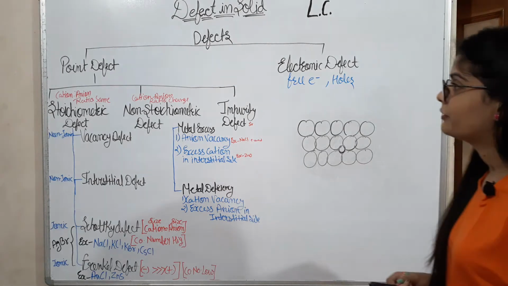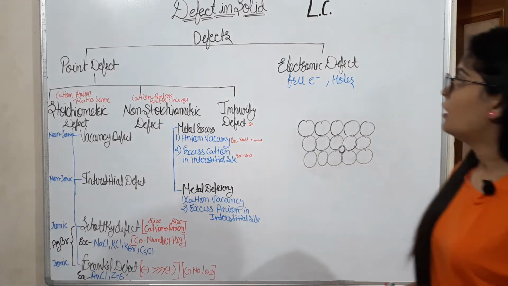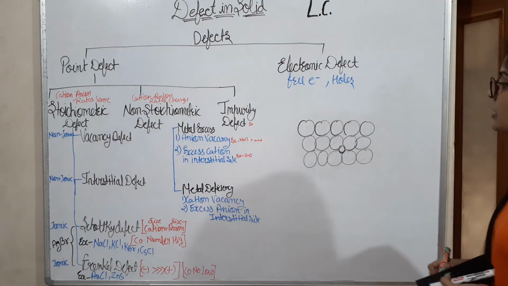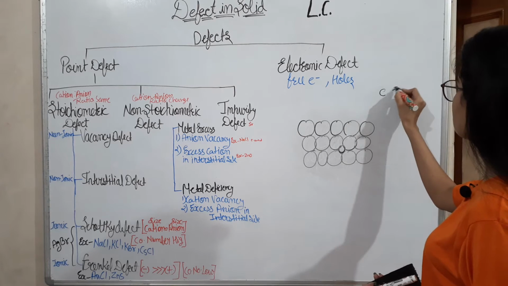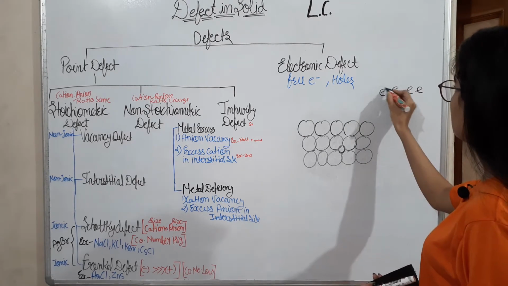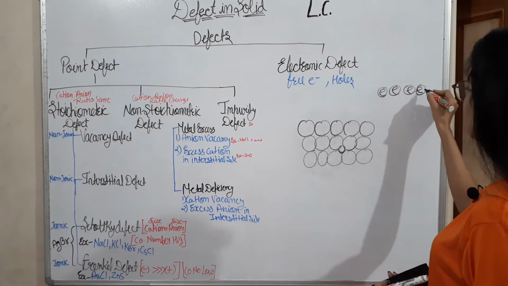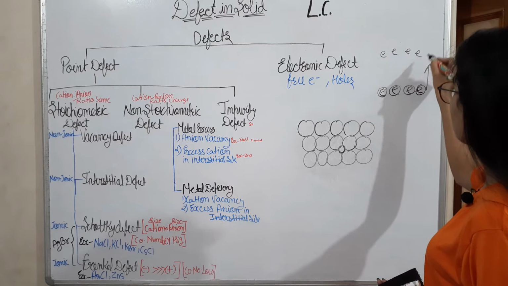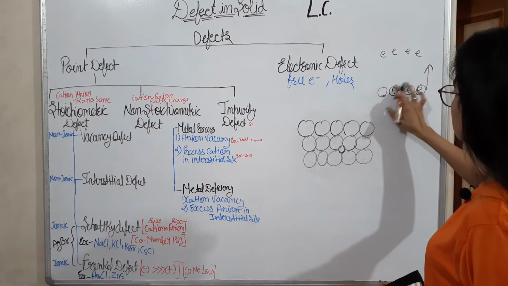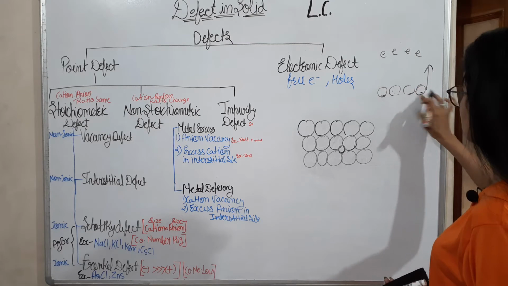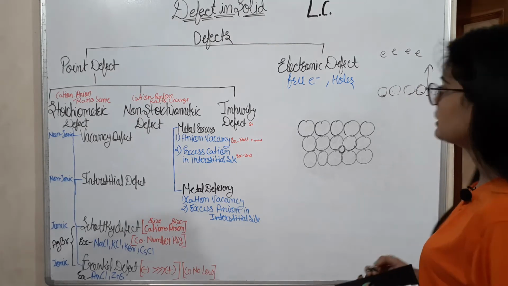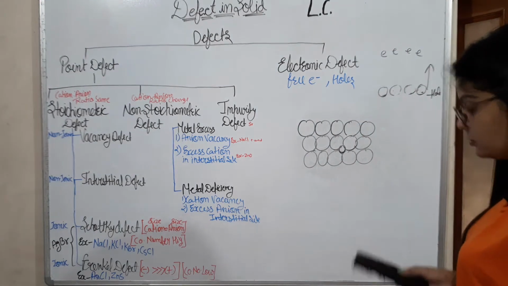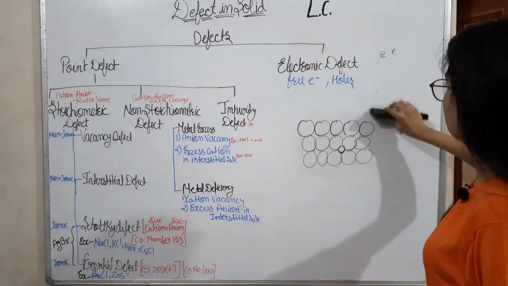So there are two types of defect: point defect and electronic defect. First of all, I will tell you about electronic defect. In electronic defect, electrons are present in the ground state in a solid, and when the temperature increases, electrons move from the ground state to a higher state, and they leave behind holes. These are holes. So this is a kind of defect known as electronic defect, because electrons are moved from the ground state to a higher energy state.